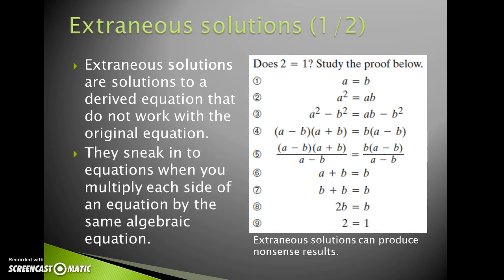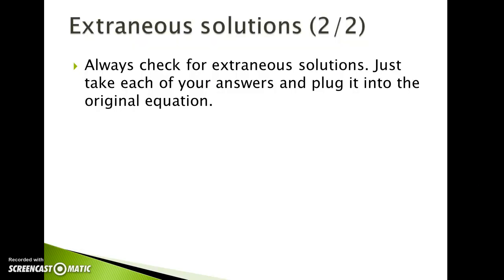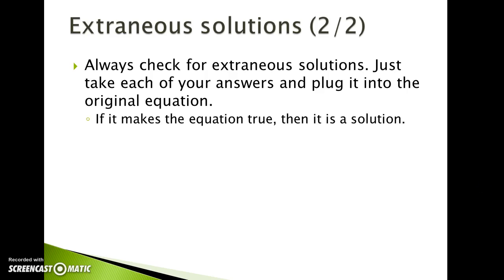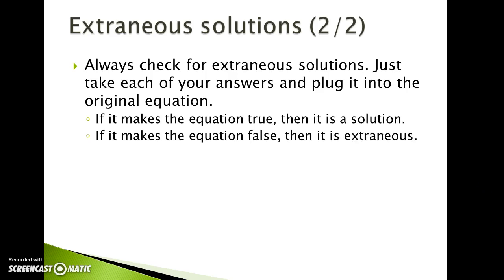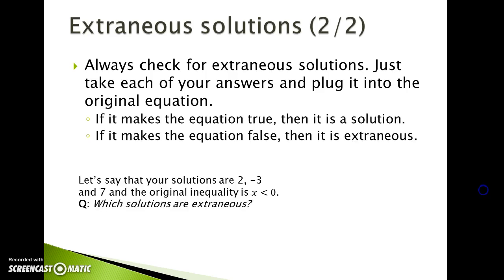They occur when you multiply each side of an equation by the same algebraic expression. What you need to know, the key part for you guys, is that you need to test all of the answers you get the first time and then get rid of the ones that don't actually work. Always check for extraneous solutions. Just plug it into the original equation. It's really easy. If it makes the equation true, it's a solution. If it makes the equation false, then it's extraneous.